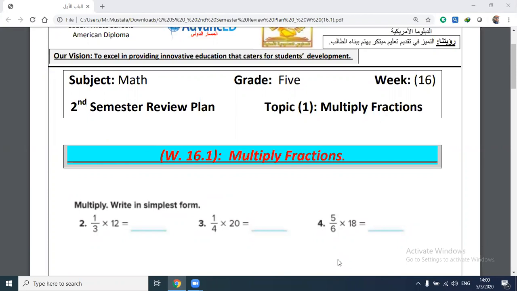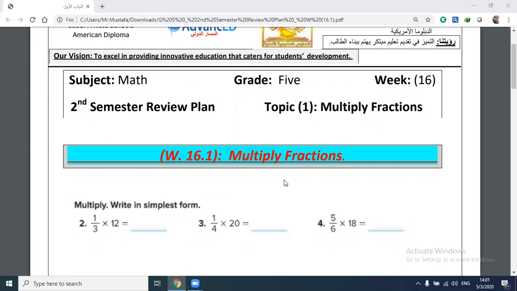This week, the last week of this semester, we have a review plan for 4 days, 4 sessions. There are 4 topics. I already sent it to you by WhatsApp. Topic number 1 for today will be multiply fractions. Tomorrow, topic number 2 will be divide fractions. Topic 3, the day after tomorrow, will be polygons. And the last day, Thursday, will be volume of prisms.